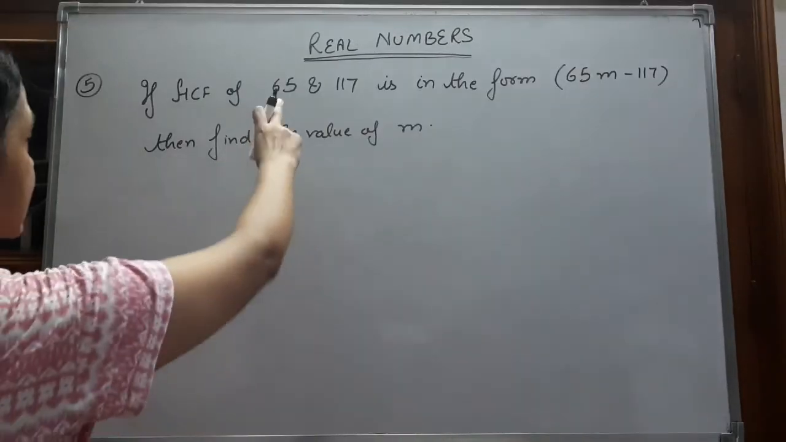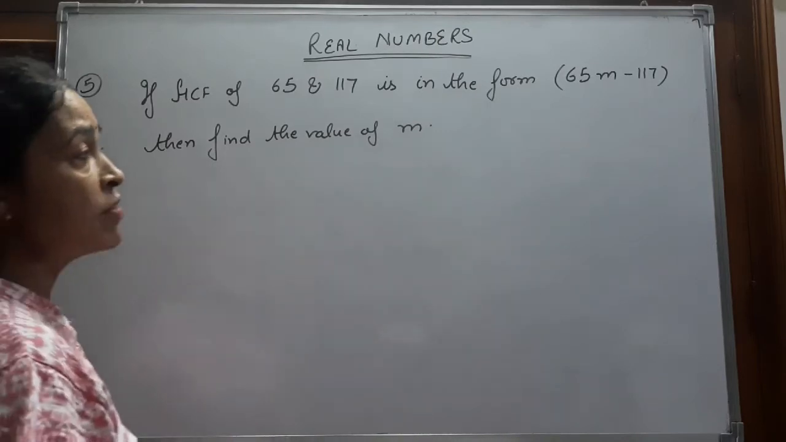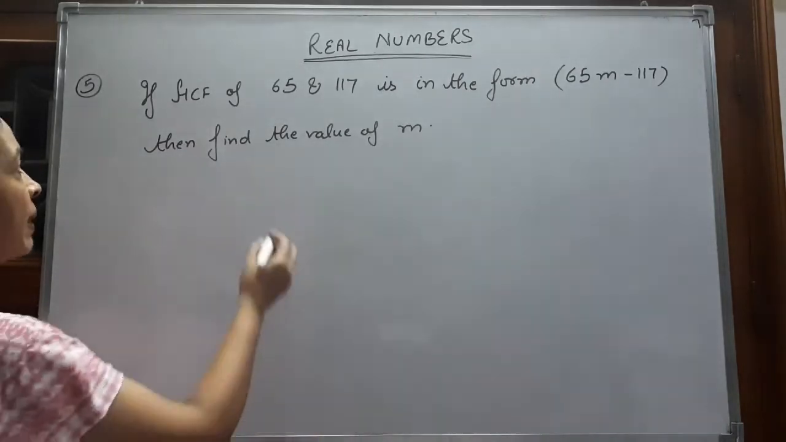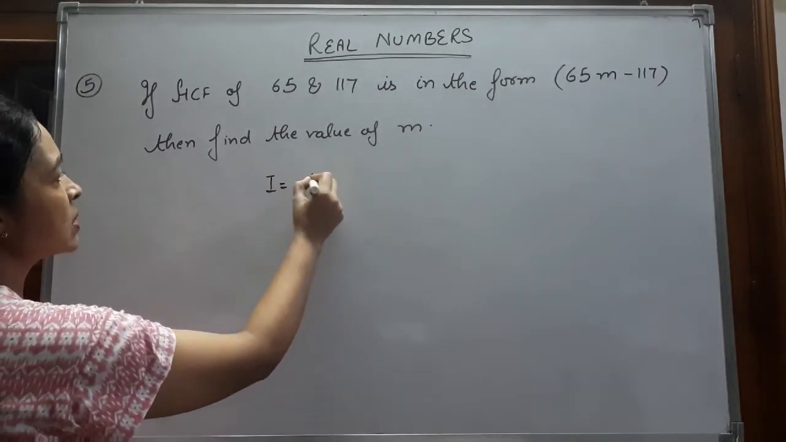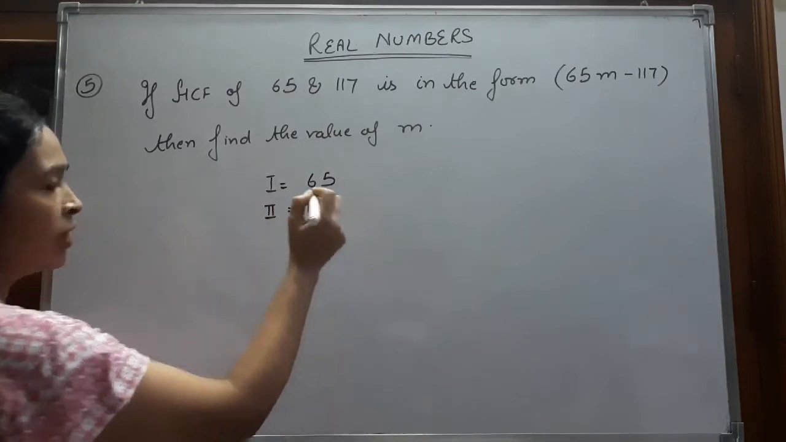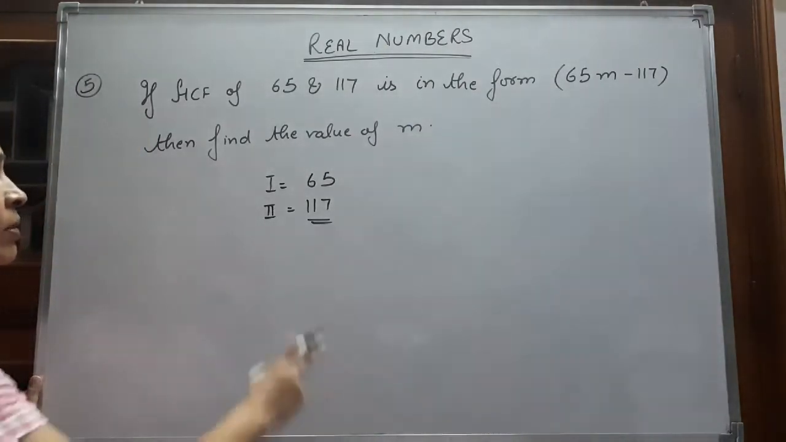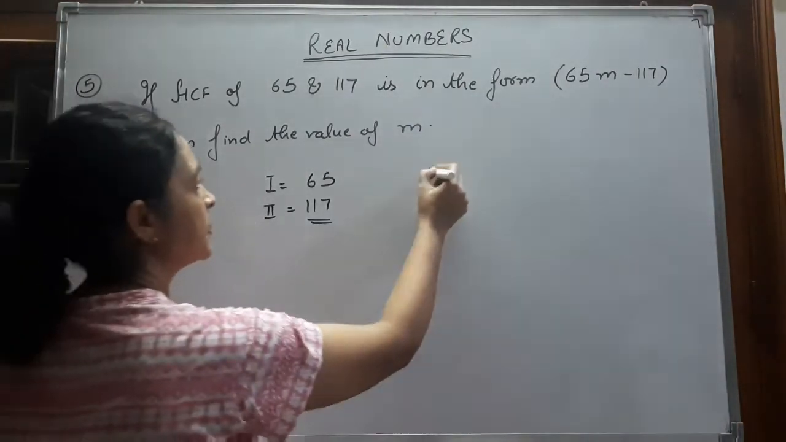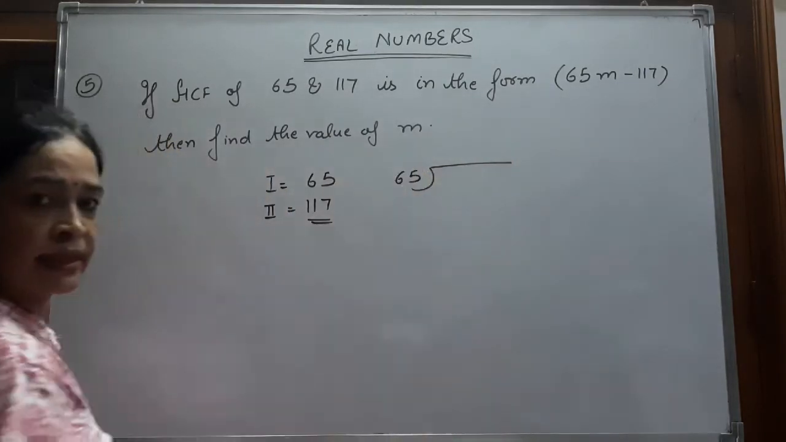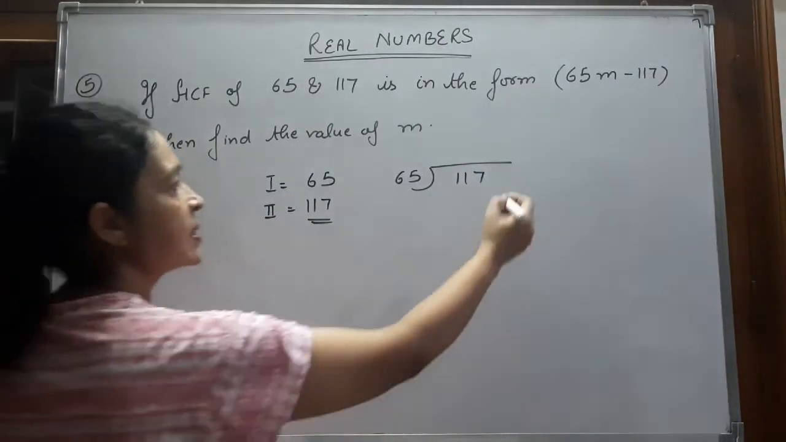If the HCF of 65 and 117 is in the form of 65m minus 117, we have to find the value of m. We have two numbers. The first number is 65 and the second one is 117. We have to find the HCF. Now this time let's take the HCF by the long division method. The smaller number is 65. Take it as the divisor, and 117 as the dividend.